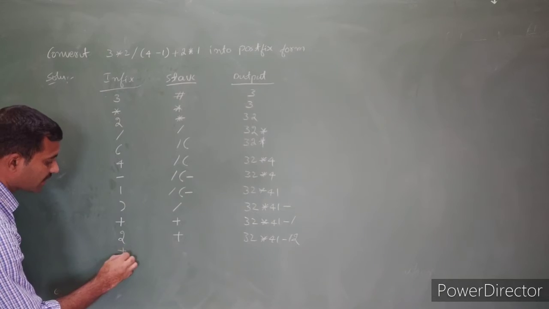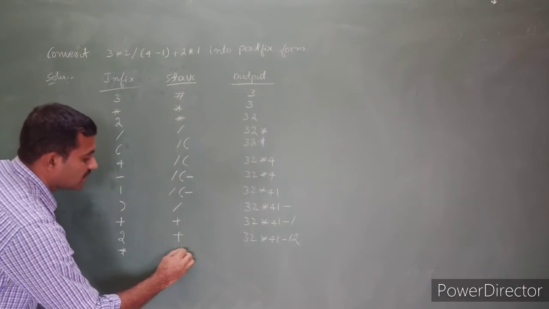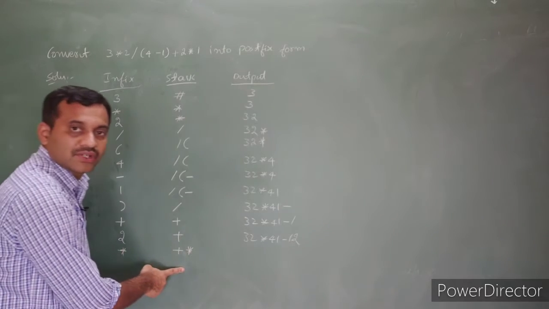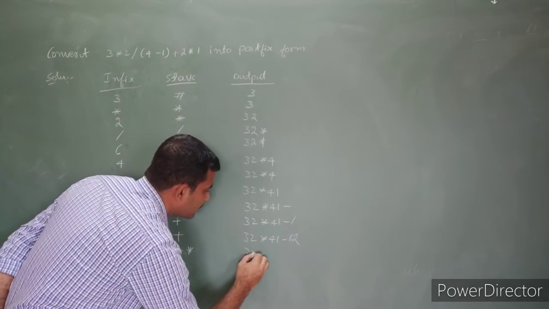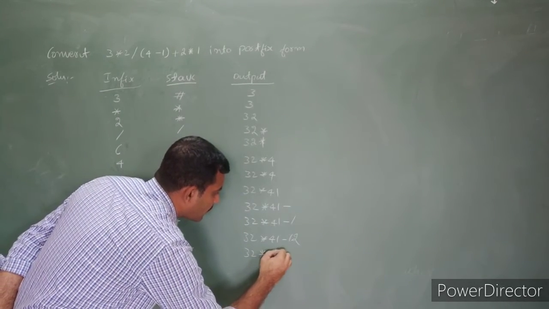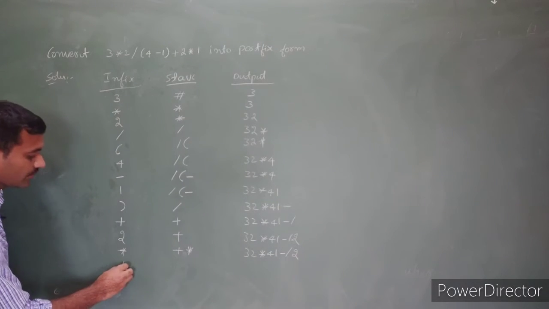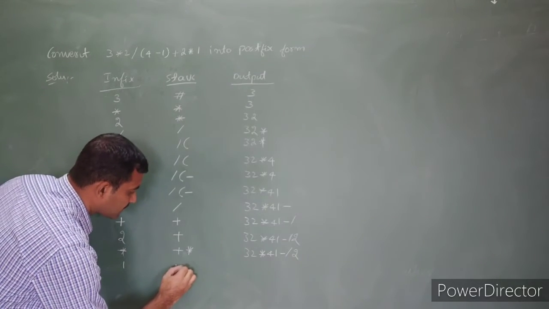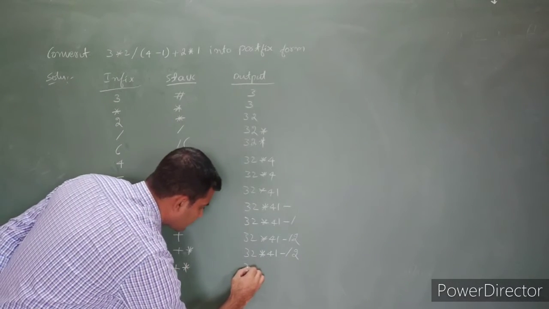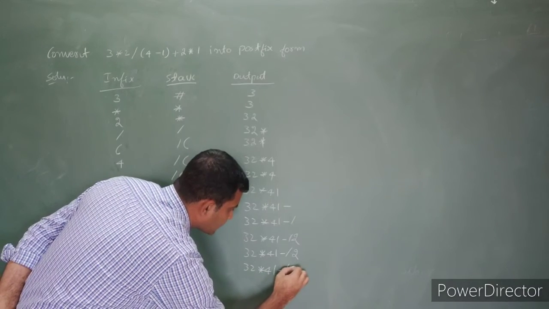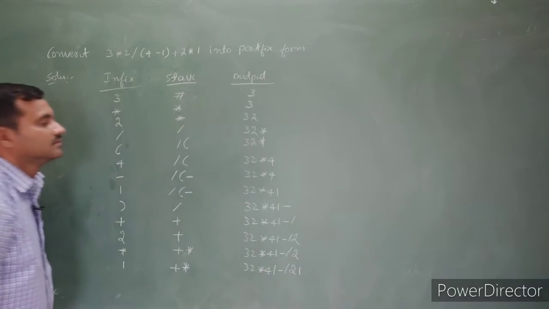Next one is star. Here plus has lower priority than star. So push the star to the stack. Output 3 2 star 4 1 minus division 2. The last one is 1. It is an operand. Plus and star in the stack; output 3 2 star 4 1 minus division 2 1.